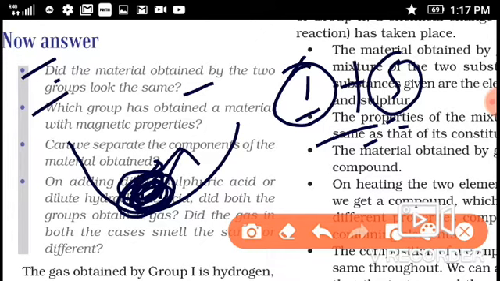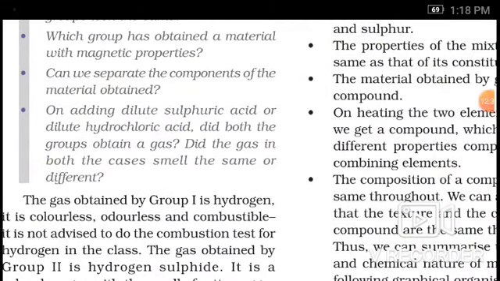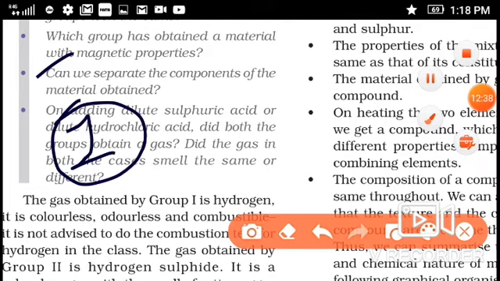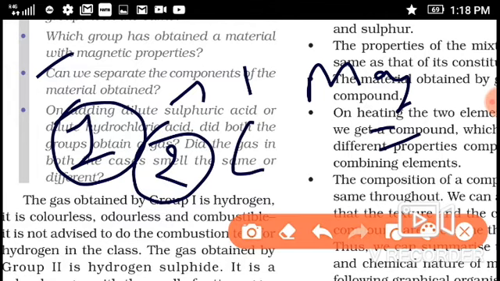Which group has obtained a material with magnetic properties? This is group second and this is group first. Group first. Okay, now the third question is, can we separate the components of the material obtained? Yes, in group first easily we can separate iron from sulfur. There are two ways. First, by using a magnet we can separate iron from sulfur, and second way is by adding carbon disulfide.